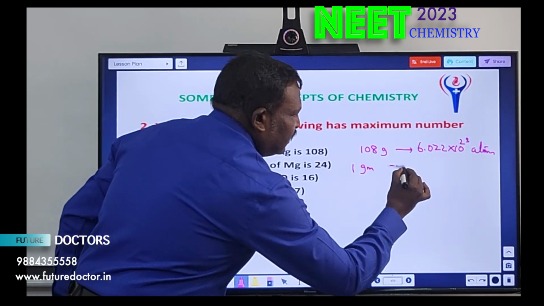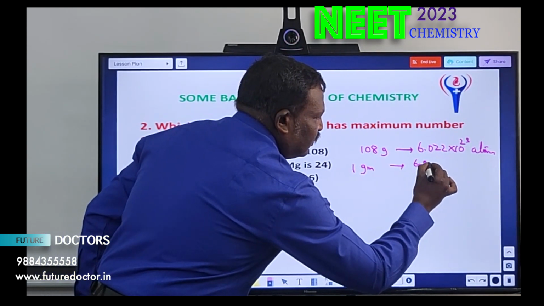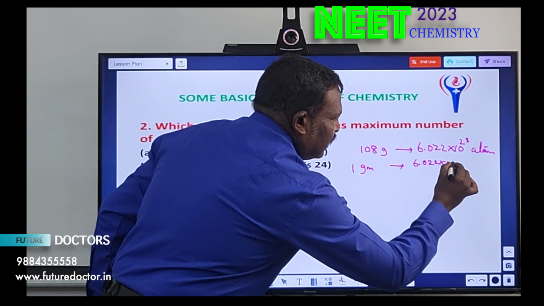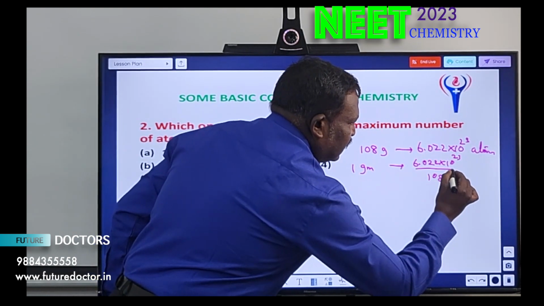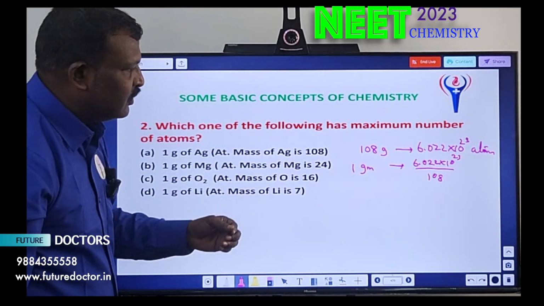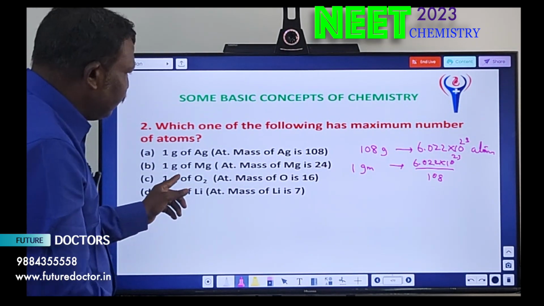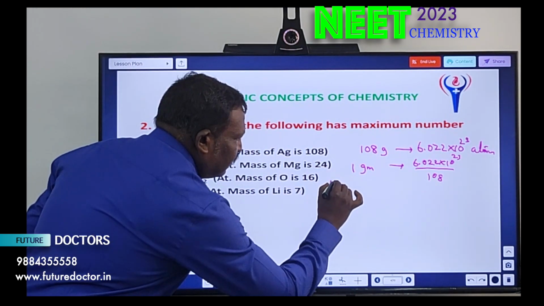6.022 into 10 power 23 by 108. Understood? This is for silver. So similarly, it is the same for all.